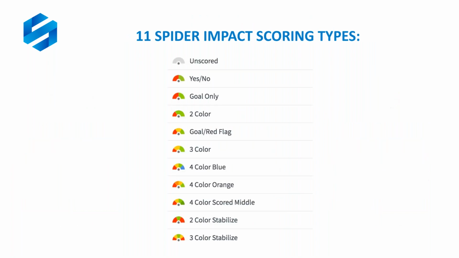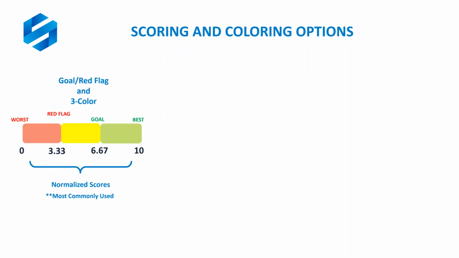Spider Impact provides you with 11 different scoring types. They're all listed here. I won't read the list at you here in just a minute. We'll talk about some of these a little more specifically. But the point here is we've got a lot of different ways that you can choose to set up your 0 to 10 normalized scoring spectrum. Let's take a deeper dive into a couple of these different scoring types.